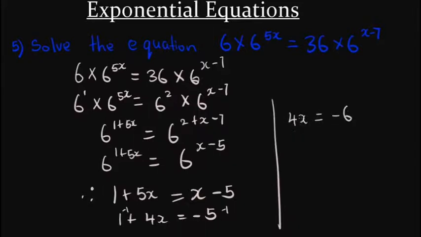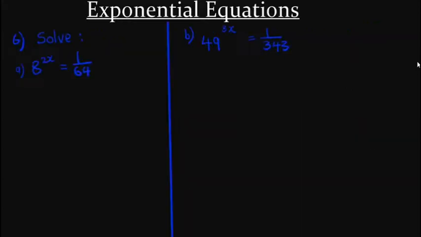We need to get rid of this 4 multiplying by the x, so we divide. So 4x divided by 4, and what we do on one side, we do it on the other side. So therefore, x is equal to negative 6 over 4, or negative 1.5. Now these questions are a little bit different. We realize that one of the terms is a fraction. Now it's the same concept.